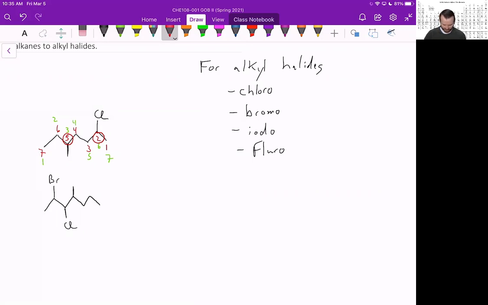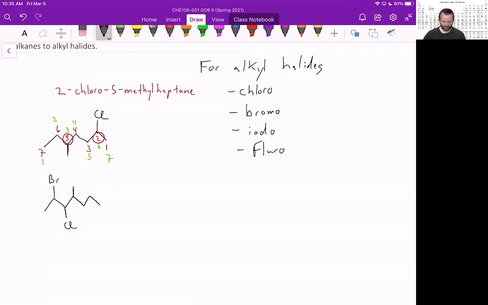So this would be 2-chloro, 5-methyl. The parent, 7 carbons long, heptane. So you use that ANE ending to indicate that it's an alkane, but you just name the substituents as chloro, the appropriate halogen name.